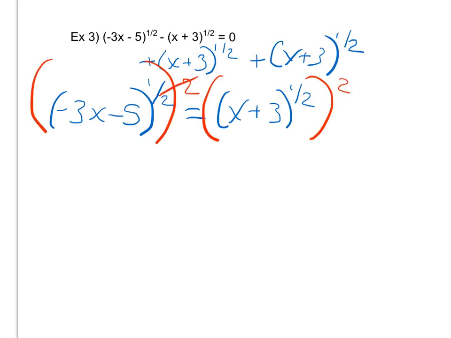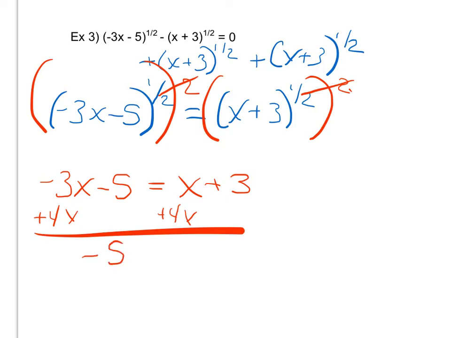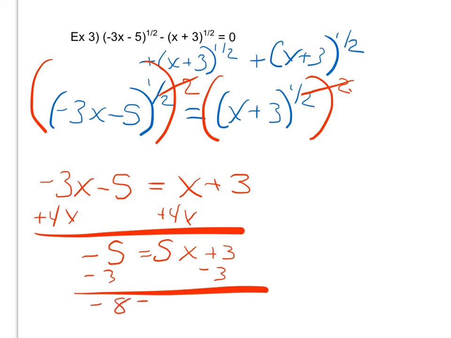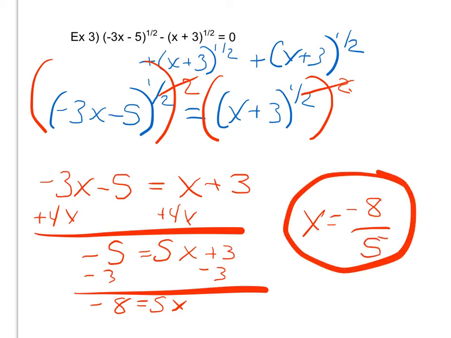When I do, those cancel, and these cancel as well, leaving me with negative 3x minus 5 equal to x plus 3. I'm going to go ahead and get my variables on the same side, leaving me with negative 5 equals 5x plus 3. I'm going to subtract 3, giving me negative 8 equals 5x. I will divide by 5, and I get x equals negative 8/5. That is how you solve radical equations that have more than one radical.